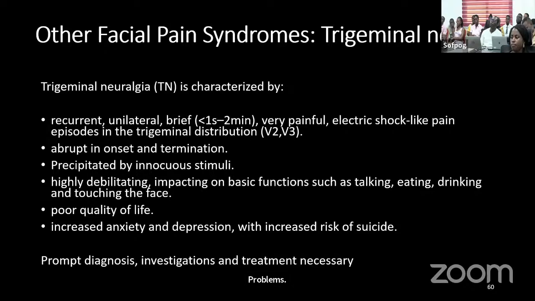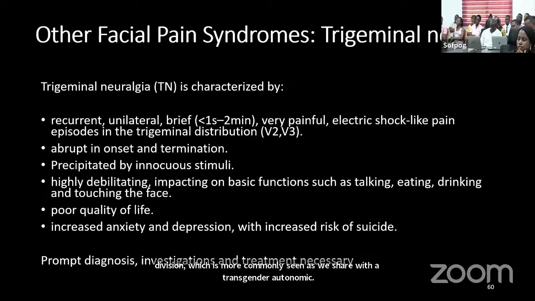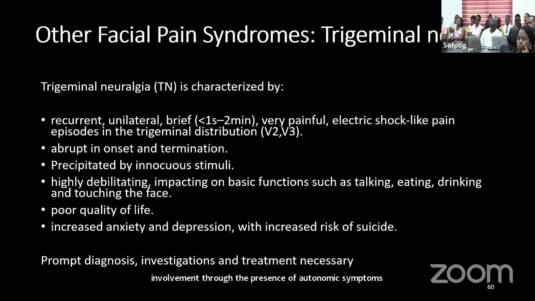Now, trigeminal neuralgia is characterized by recurrent unilateral, very brief, usually less than 1 second to 2 minutes, very painful electric shock-like episodes. Okay, and it's usually within the maxillary and mandibular divisions of the trigeminal nerve. So it spares the eye, it spares the ophthalmic division, which is more commonly associated with the trigeminal autonomic cephalgias. So it's important to take a good history to exclude eye involvement and the presence of autonomic symptoms, because if they don't have autonomic symptoms, then you may very well be dealing with trigeminal neuralgia.